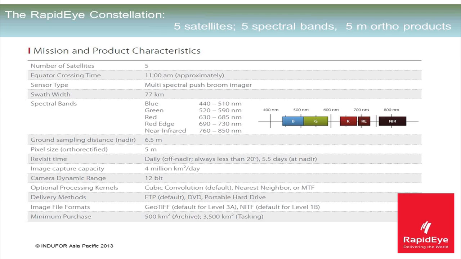There's also an incredibly large archive of data. About 4 billion square kilometres of imagery are in the RapidEye archive now, since the satellites have been going around since 2009. You can take advantage of this incredibly large archive and submit orders for areas as small as 500 square kilometres.